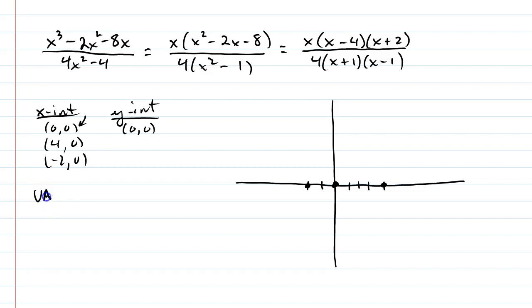How about the vertical asymptote? Well, we have 2 now. We have x equals 1 and x equals negative 1. Alright. Now the last thing here.